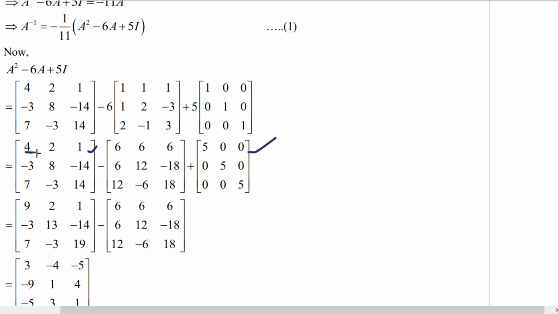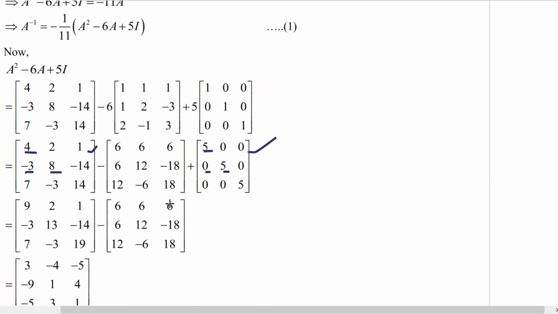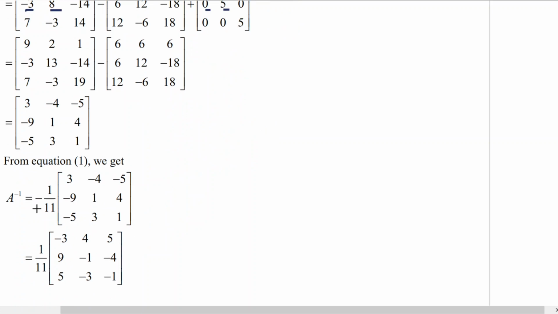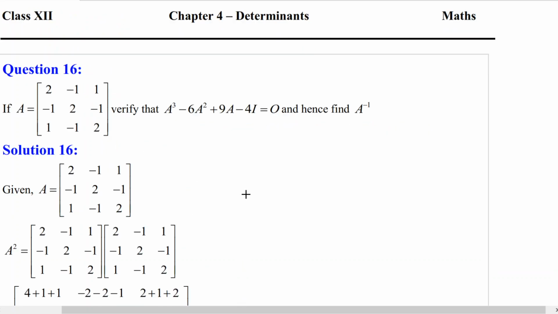So 4 plus 5 is 9, 2 plus 0 is 2 and 1 plus 0 is 1, minus 3 plus 0 is minus 3, 8 plus 5 is 13, minus 14 plus 0 is minus 14, 7 plus 0 is 7, minus 3 plus 0 is minus 3, 14 plus 5 is 19, and now subtract them, you'll get something, right? This is your A inverse, and minus 1 by 11, here we haven't written it, but later on while writing A inverse we can write minus 1 by determinant A and everything that you computed earlier.